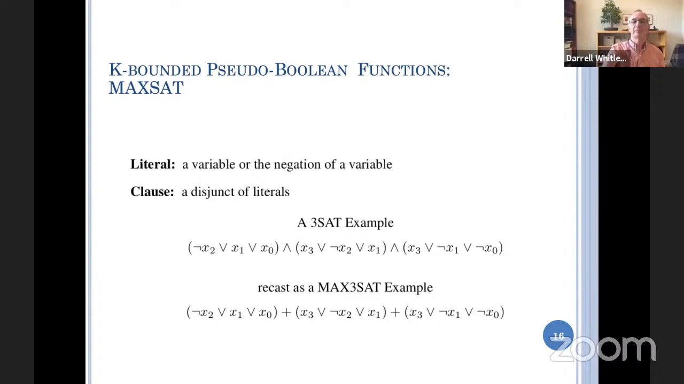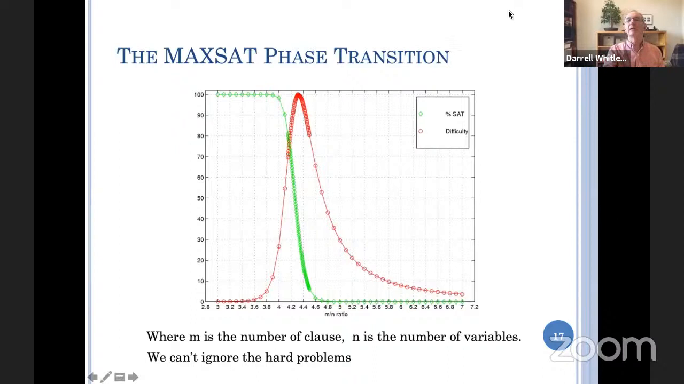One thing we should say about MaxSAT is that there's a phase transition for randomly generated MaxSAT problems. And for 3SAT, it turns out that we are interested in the number of clauses and the number of variables. And if the number of clauses divided by the number of variables is greater than about 4.27, then it turns out that the problems start to get easier as you move in this direction.